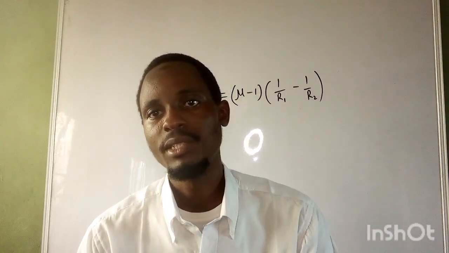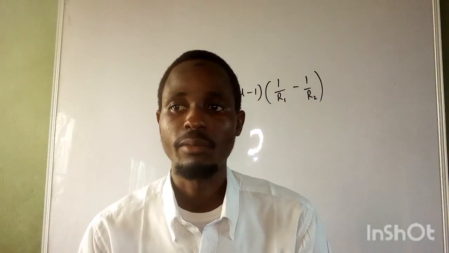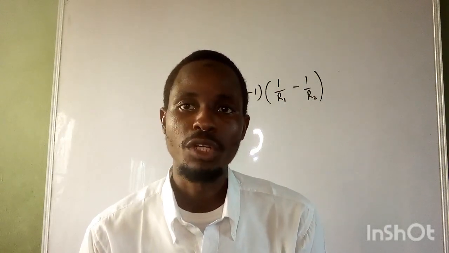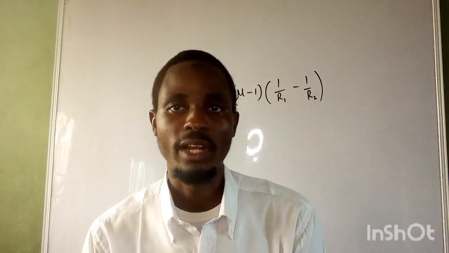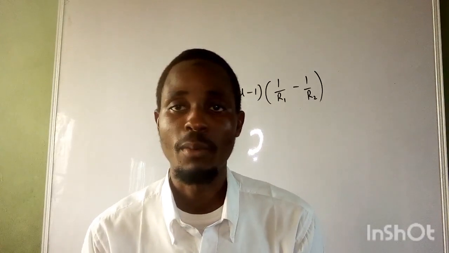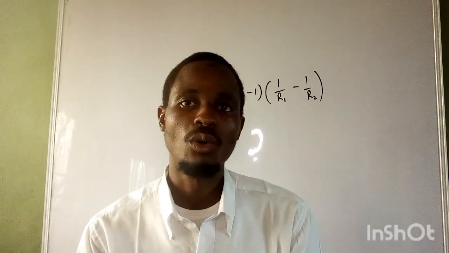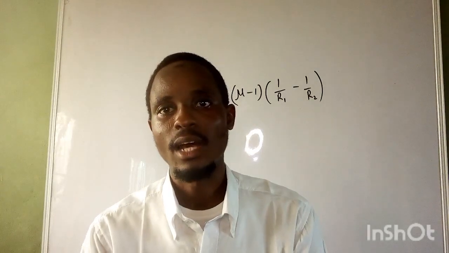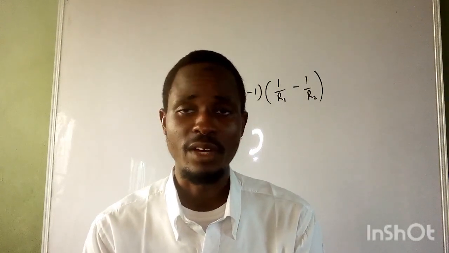It's an equation that enables all lens manufacturers to produce a lens of a given focal length. So if I want to produce a lens of a given focal length, probably 15, I have to use my lens-maker equation to know how my construction will look. So we are going to look at how the equation is derived and its usefulness.